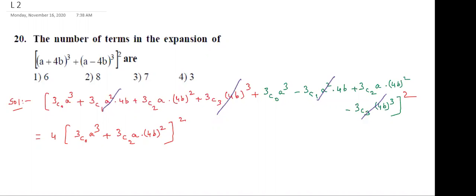This is a binomial expansion or not? Number of terms. What is the answer, students? N plus 1 or not? In place of n, what is it? 2. 2 plus 1, that is 3. There are 3 terms in that expansion after calculation.